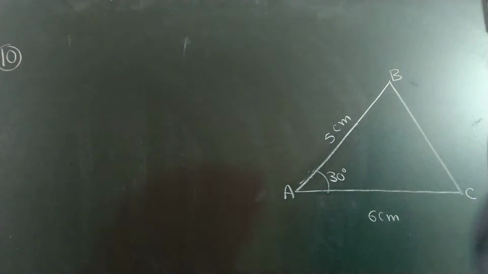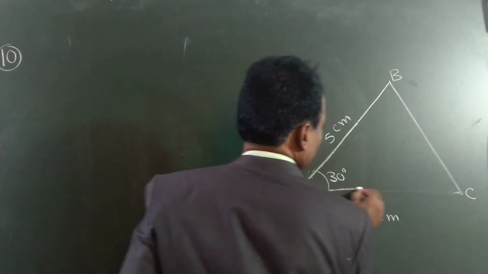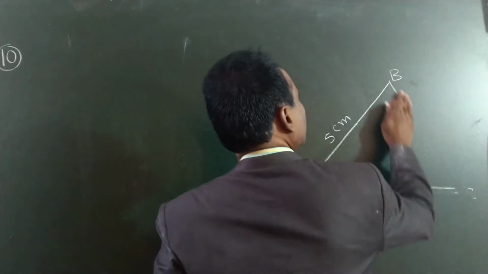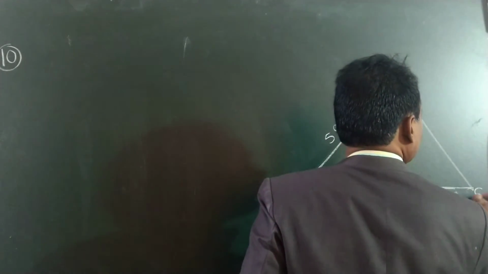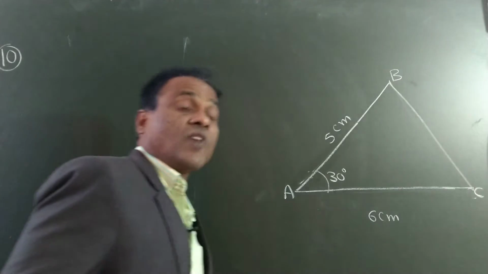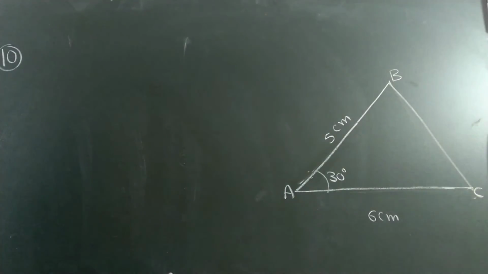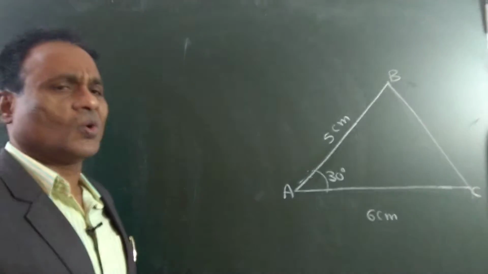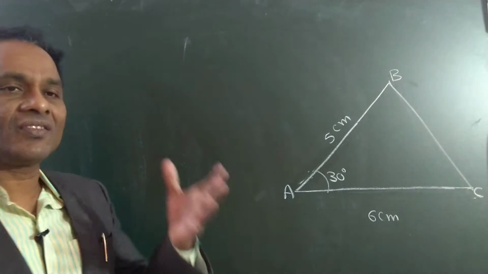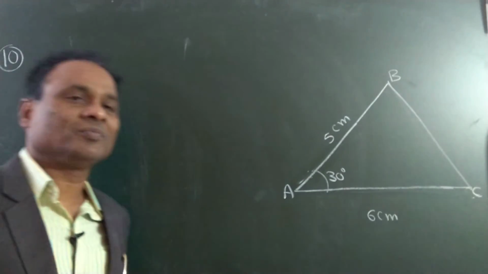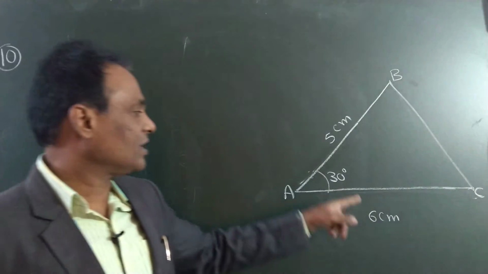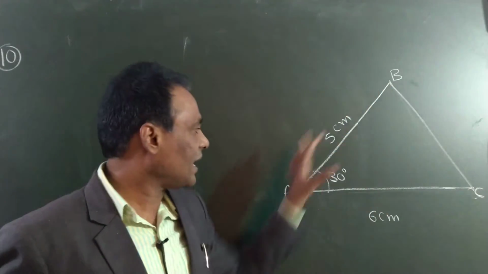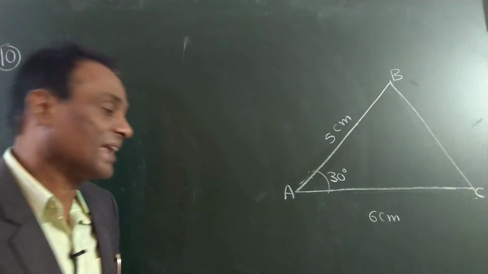So this is the given data and the question is very simple. Find the area of this triangle. That is the question. It is not a description. Even the question itself is self-explaining. A simple diagram is given. Dimensions are given. Simple question. That is the area of the triangle.